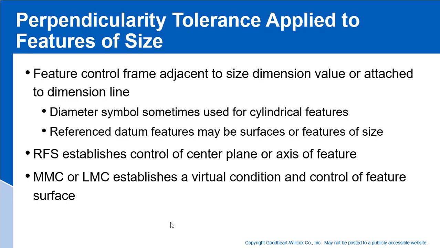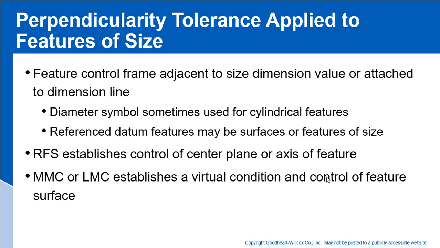So let's discuss perpendicularity tolerances applied to features of size. The feature control frame adjacent to the size dimension, or attached to a dimension line, is how we know that our orientation tolerance applies to a feature of size. The diameter symbol is sometimes used for cylindrical features, and the referenced datum features may be surfaces or they may be other features of size.